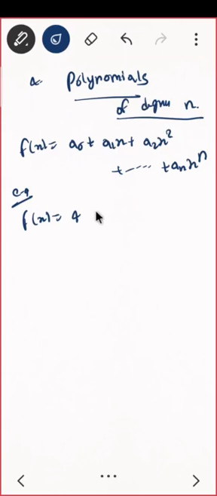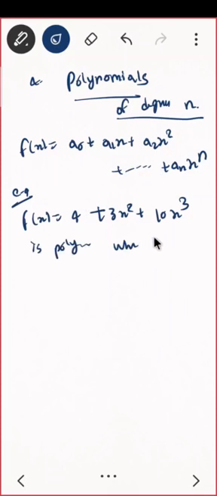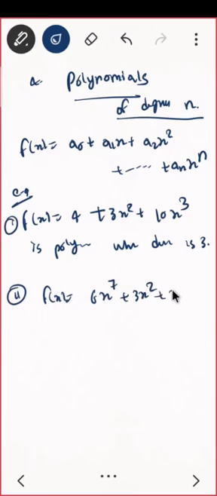So f of x, if I say 4 plus 3x square plus 10x cube, correct? So this is a 3-degree polynomial. That is also called a cubic polynomial. So you can see this is a polynomial where degree is 3. Same, you can take one more example, that is f of x equal to say 6x raised to 7 plus 3x square plus 2. So this is also a polynomial where the highest degree is 7.